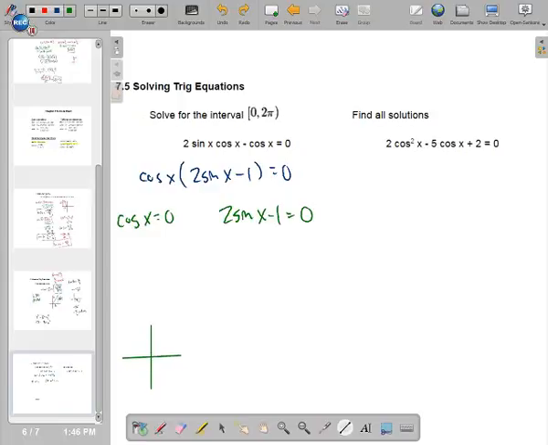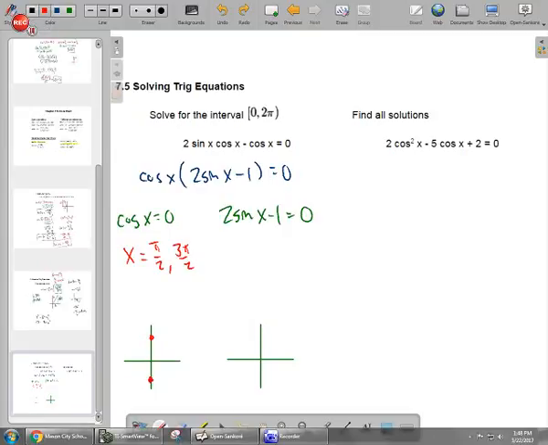When is cosine 0, and when is 2 sine of x minus 1 0? So, cosine of x is 0. Cosine is 0, cosine is x right here. So that means x is, in radians, pi over 2 or 3 pi over 2. So we got that one covered.